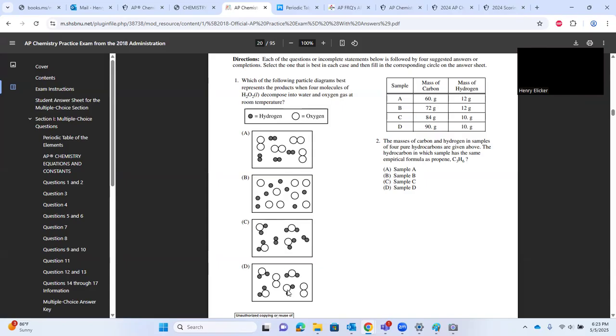That is best supported by looks like D. See that? 2 oxygens and 4 waters. Be careful about this one. This is 4 waters, but these are 2 hydrogens. That's not the product.